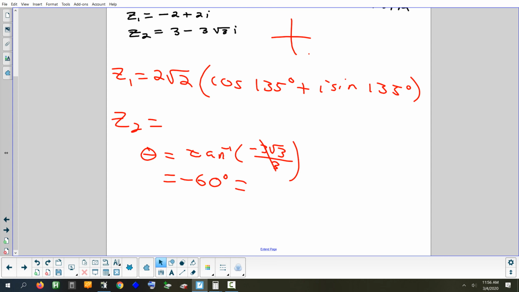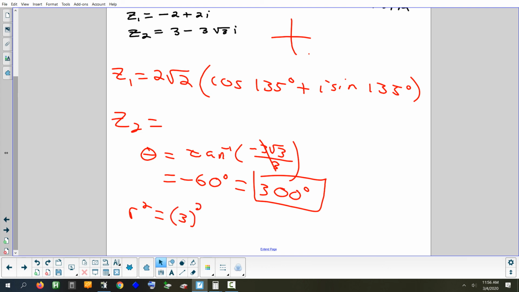Let's just make it positive by adding 360. So what is that the same as? 300. So there's your angle. And what's the other thing I need? Radius. And how about Derek? What's my formula with the numbers filled in to get that? 3 squared plus 3 square root 3 squared.